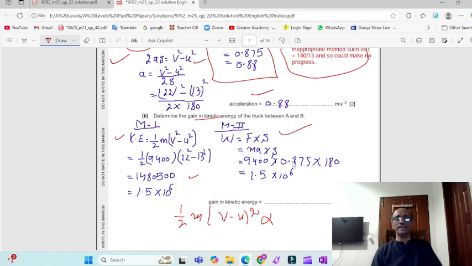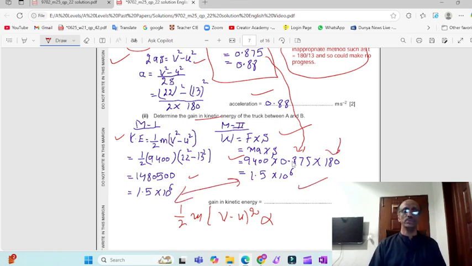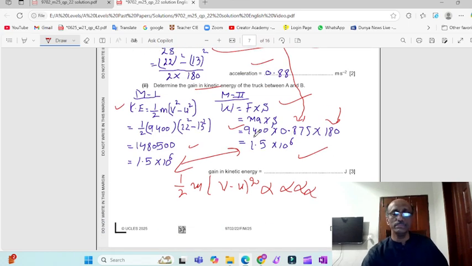Another approach is this: you will use the formula work done equal to force into distance. F is equal to ma. I have already calculated the acceleration, which is the actual value 0.875, and then I will substitute the values and I will get the same answer, which is equal to this. So there are two approaches for this question, but this approach is not acceptable.